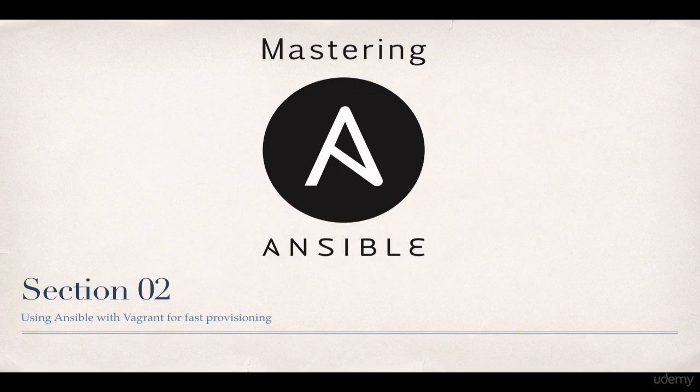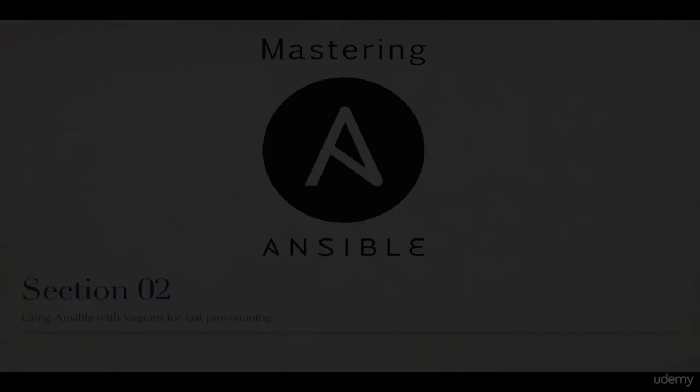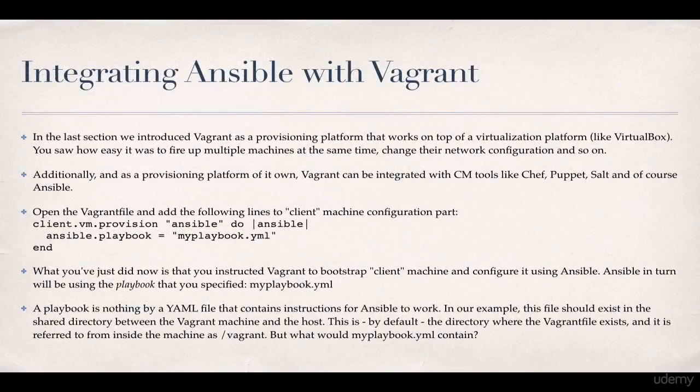My name is Ahmed, and in this section we are going to use Ansible with Vagrant for fast provisioning, or for instant provisioning as it is sometimes called. So let's get started. In the last section we introduced Vagrant as a provisioning platform that works on top of a virtualization platform like VirtualBox in our example.